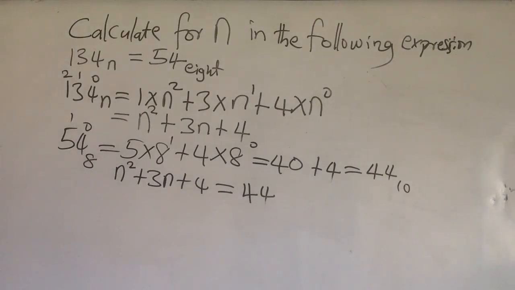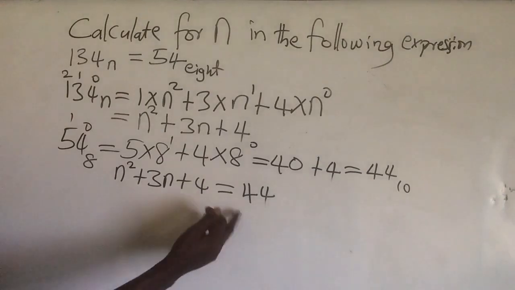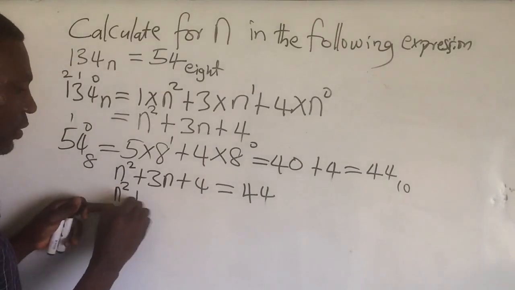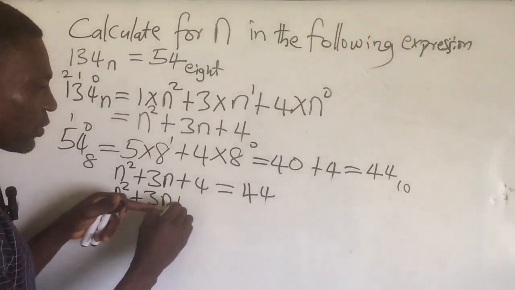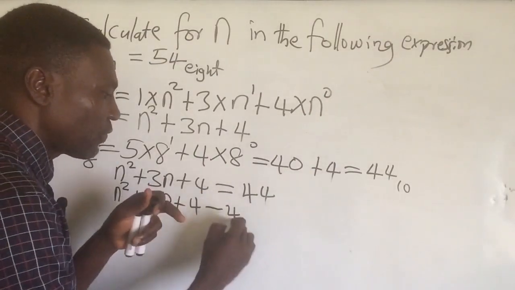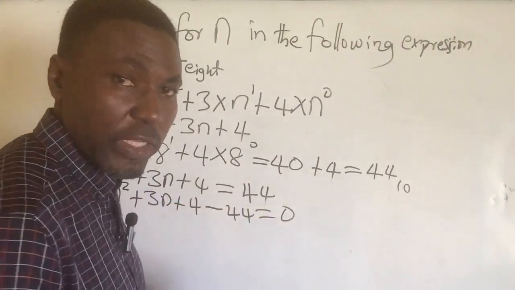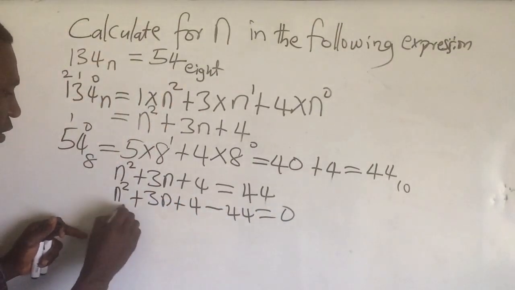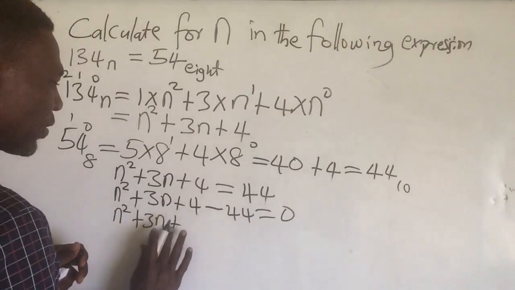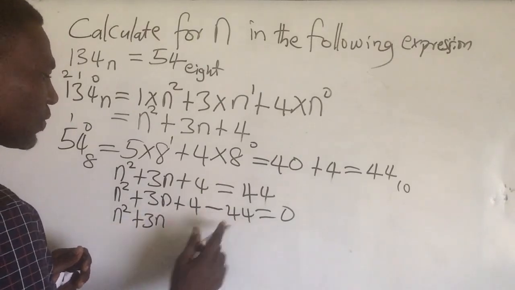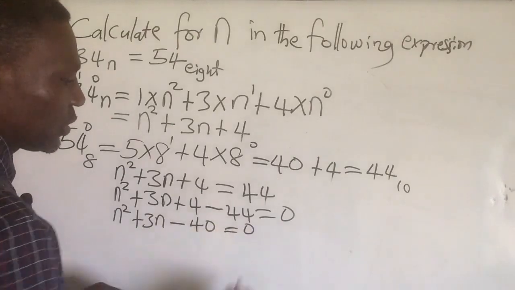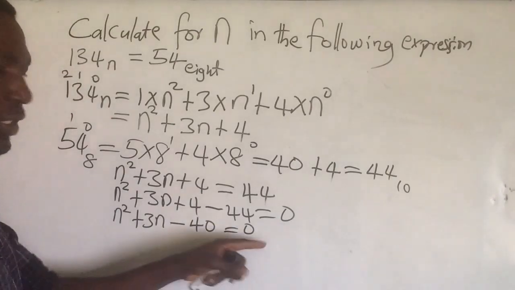With the quadratic equation, we continue with n squared plus 3n plus 4. Bringing this 44 across to this side, it will now be minus 44 equals 0, which is n squared plus 3n plus 4 minus 44. 4 minus 44 will now be minus 40, which equals 0. So now let's work with the quadratic equation.